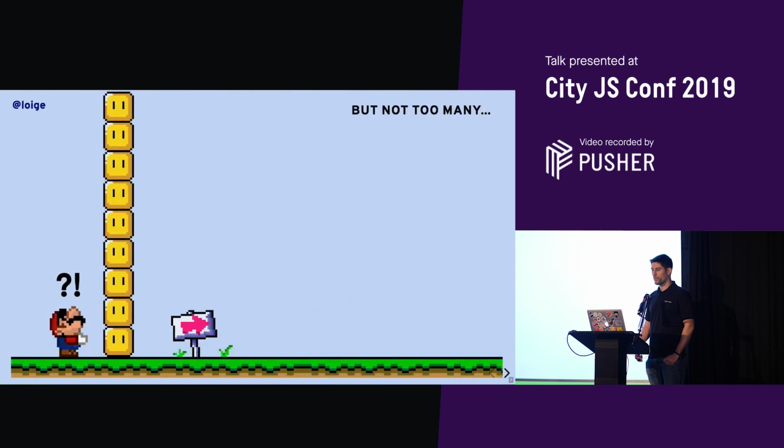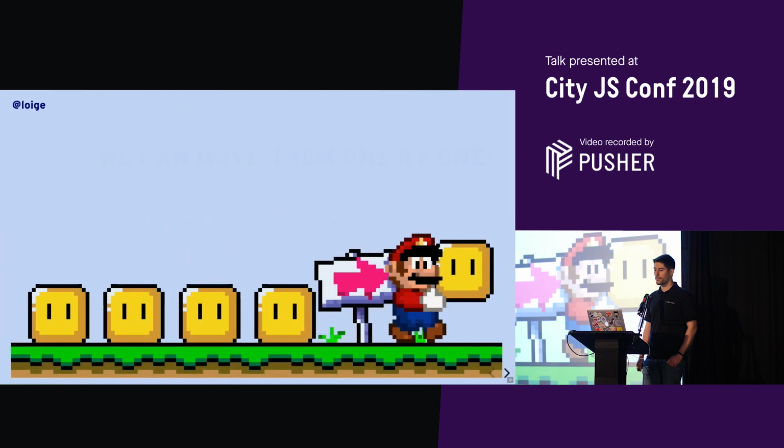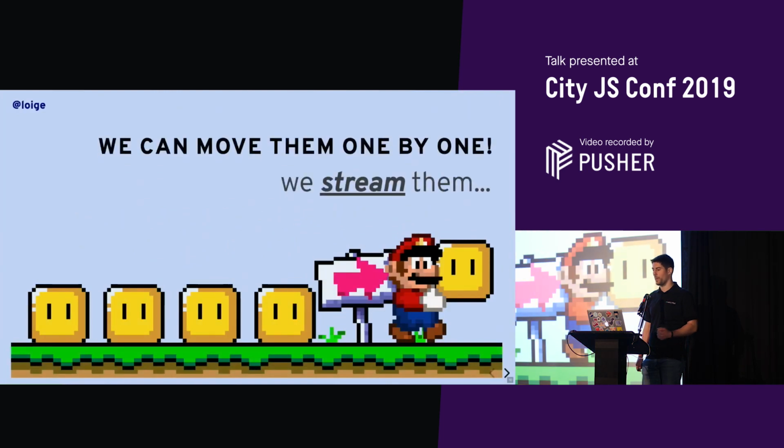But if you give Mario too many blocks, of course, he doesn't know how to do them all in one go. So what can we do to help Mario to move all the blocks from one place to another? And essentially, we can move them one by one, which means we are streaming these blocks from one place to another. And today, we're going to talk about streaming in Node.js and then how to use the same ideas in the browser.